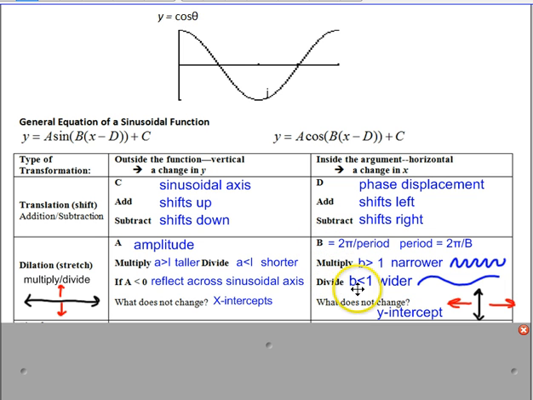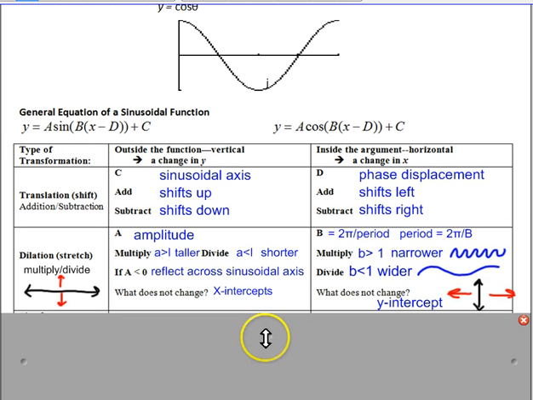If we divide by B or multiply by a number less than 1, the graph actually becomes wider, because 2 pi divided by a number less than 1 makes the period bigger. So if you do 2 pi divided by 1/2, the period would become 4 pi. If you do 2 pi divided by 2, the period would become pi. What does not change? Well, since the graph is stretching horizontally, it's stretching away from the y-axis in both directions, so the y-intercept doesn't change.